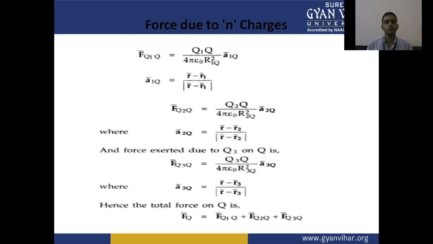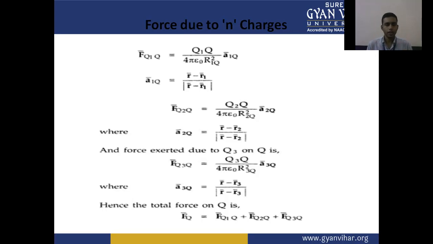Now we have the force due to n number of charges. Force on the charge Q due to Q1 will be equal to Q1 Q upon 4 pi epsilon naught R1Q square A1Q, where A1Q is the unit vector. A1Q is equal to R minus R1 upon mode of R minus R1. Similarly, in the case of force F on Q due to Q2, that is Q2 Q upon 4 pi epsilon naught R2Q square A2Q, where A2Q is equal to R minus R2 upon mode of R minus R2.